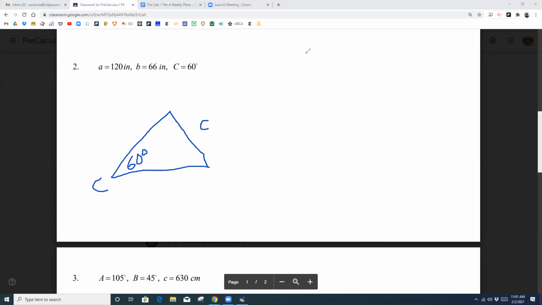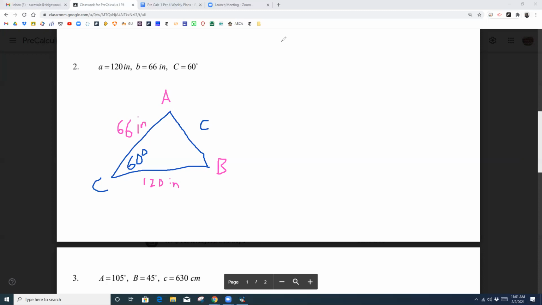Now, if we call this angle B and this angle A, the side across from angle A would be side A. So it's 120 inches. And then the side across from angle B would be 66 inches.